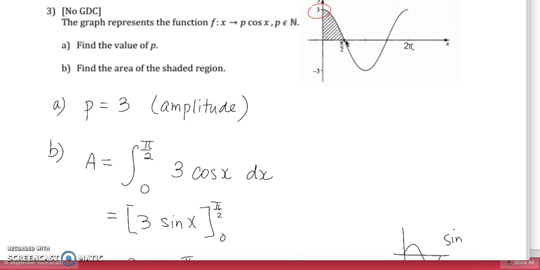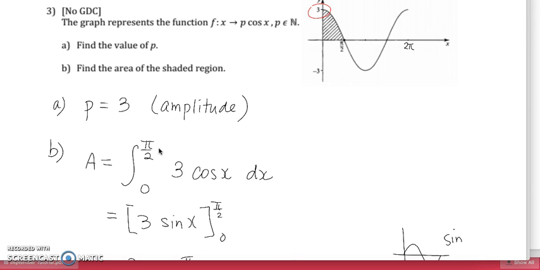Luckily, we only have an area that is above the x-axis, which simplifies our work greatly. So we can say the area of the shaded region is the definite integral of 3 cosine x dx from 0 to pi over 2.